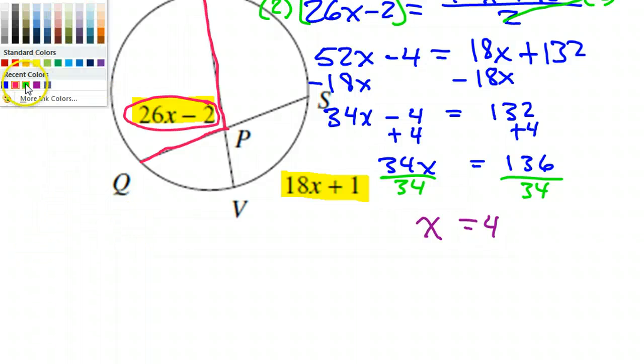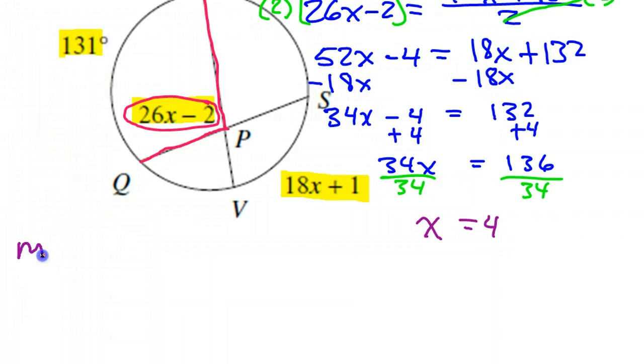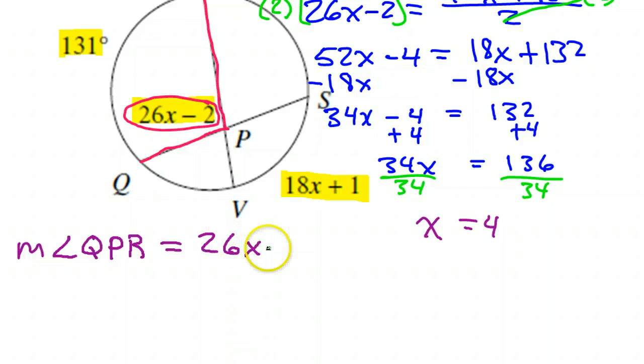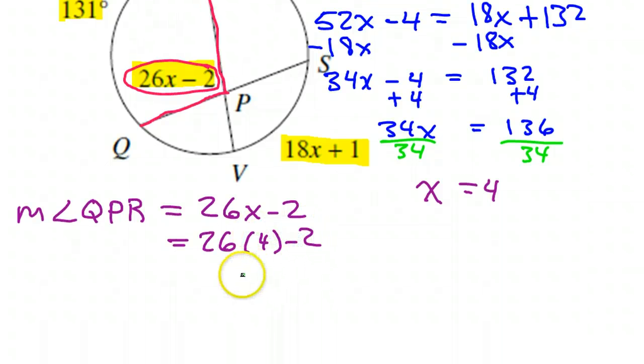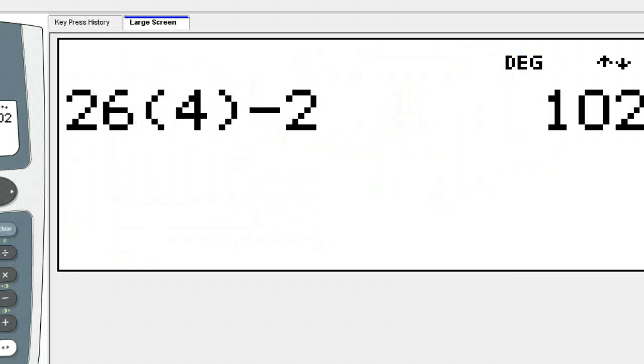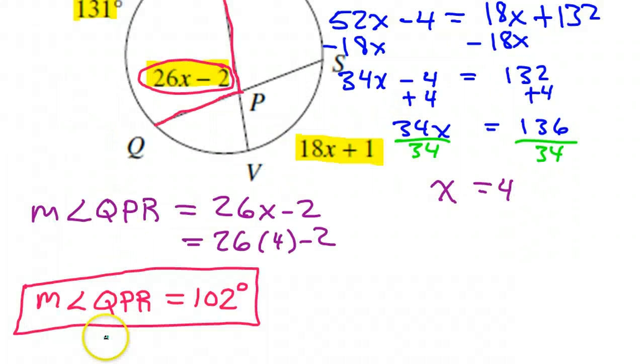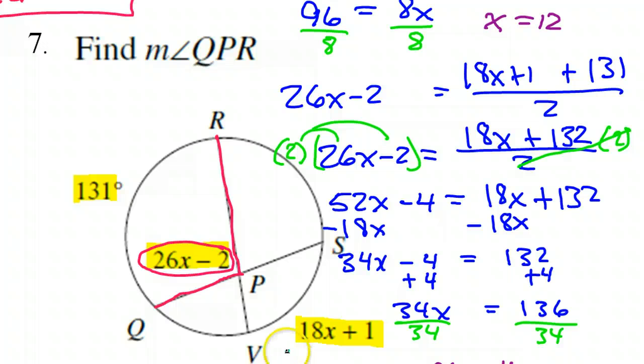Alright, so the measure of angle QPR is equal to 26x minus 2. But that's 26 times 4 minus 2. So that is 102. And that is the actual answer, and we'll put a box around that. Okay, so that was the answer to number 7.